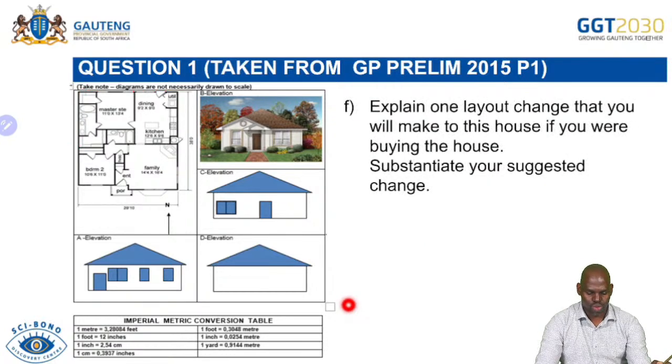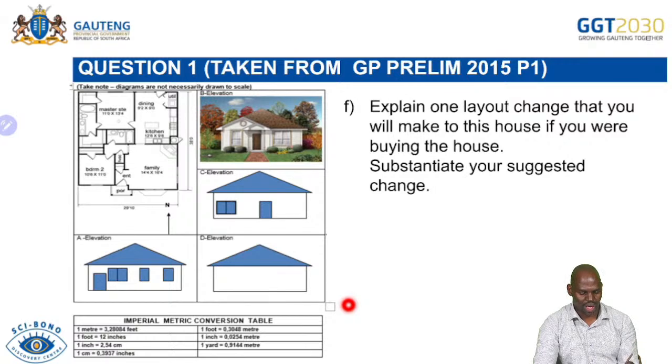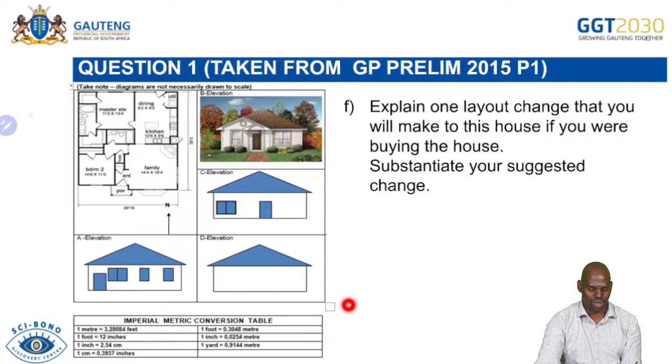Okay, then the next question is: explain one layout change that you will make to this house if you were buying the house. Substantiate your suggested change. So if you look on the floor plan, boys and girls, we spoke about the windows. Obviously you'll have to insert windows where there are no windows, because of the fresh air that is needed and the sunlight during the day.